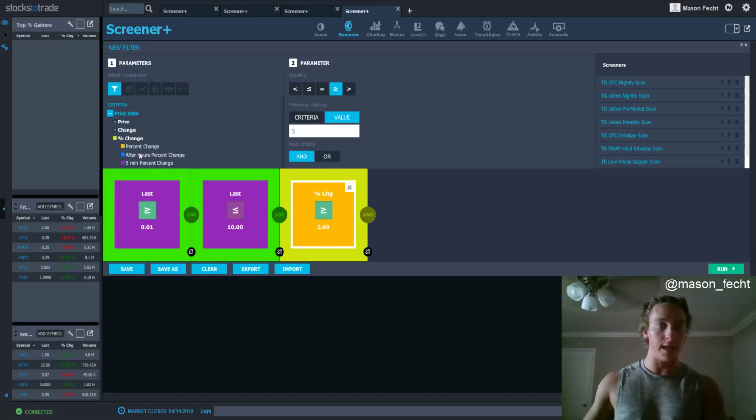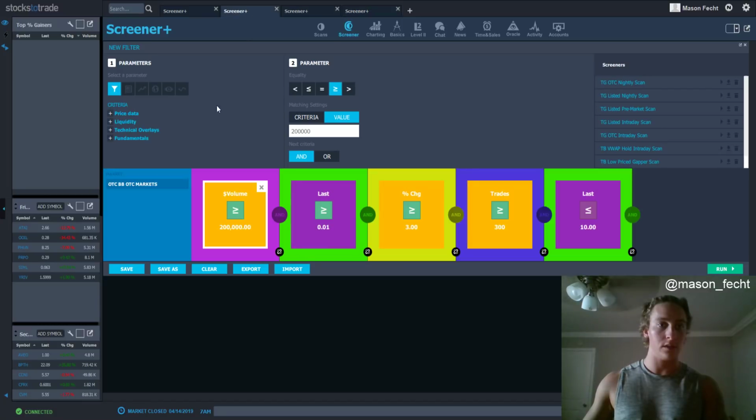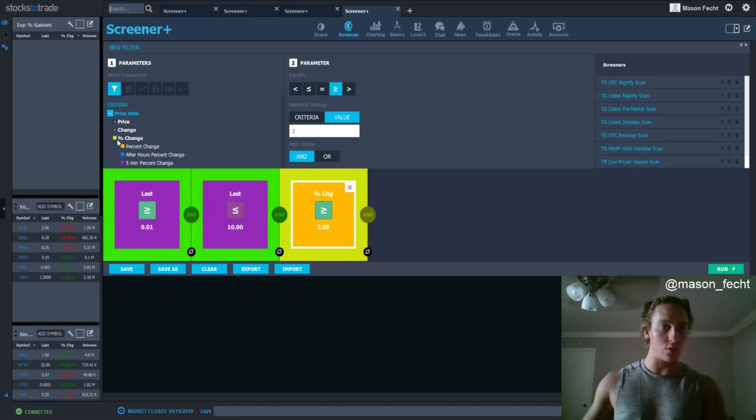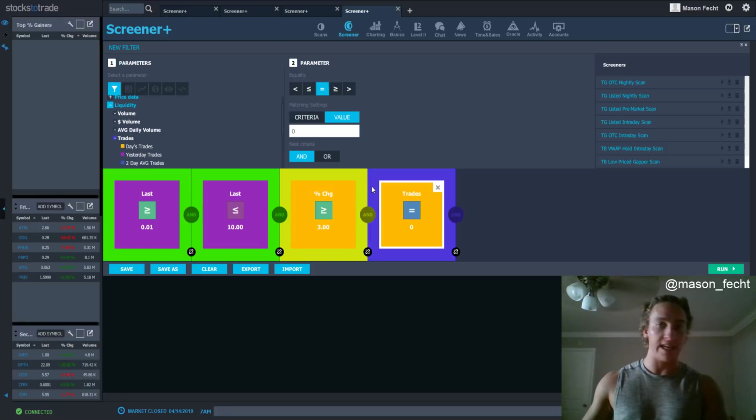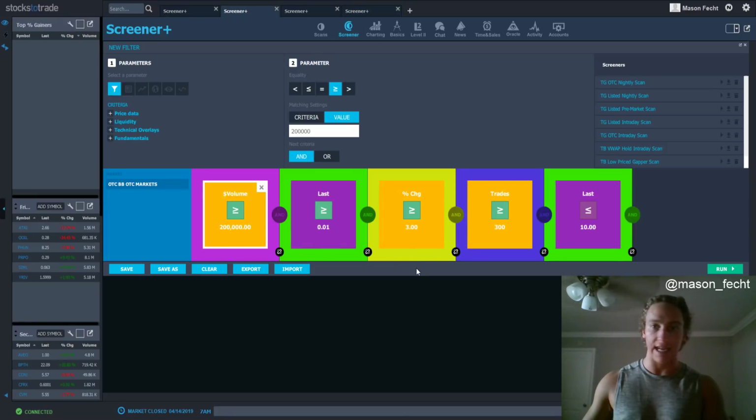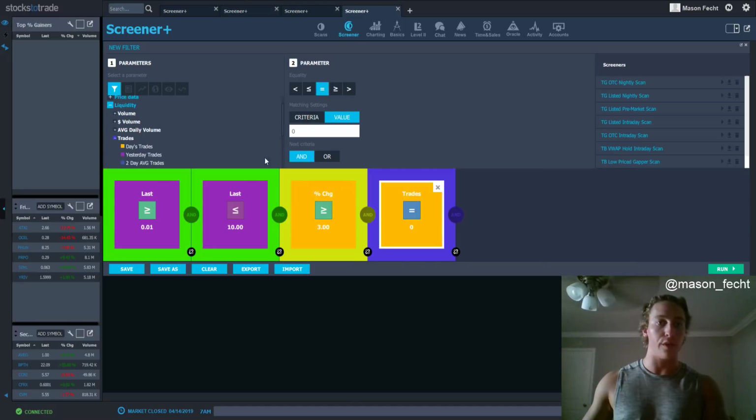Okay, so we got that. And then next we have, I think, trades. So trades, that's going to be under liquidity as well as dollar volume. So I went days trades, and I have it set at greater than or equal to 300.